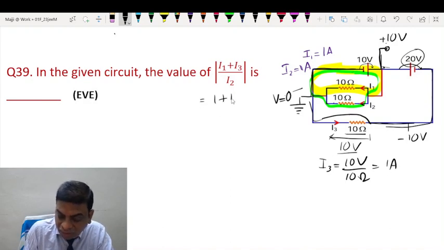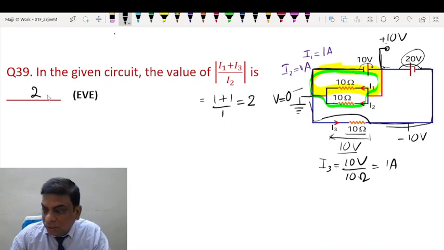So this will be 1 plus 1 plus 1, that is 2. So the correct answer is 2.